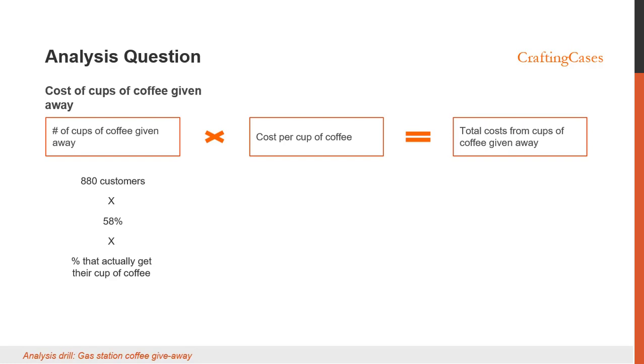Then I'm going to add up 10% of that, and that is 88. And I want to subtract 2%, so that's 8.8 times 2, 18, minus 18. So I have 440 plus 70, which is 88 minus 18. And this gives me 510 customers. Okay? Cost per cup of coffee, $1. Total costs from cups of coffee given away, $510 per week.